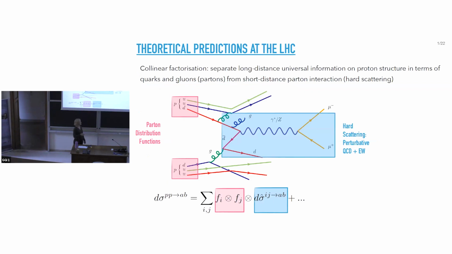So let me start with the introduction. As you all know, most of the theoretical predictions that we do at the LHC rely on collinear factorization, in which we separate the long distance universal information on the proton structure from the short distance parton interaction, the hard scattering. We can schematically write a proton-proton cross-section going into AB as the parton luminosities, which is the parton distribution function, times the parton cross-section for partons ij going to any final state AB, plus corrections, which we know are important, but at the moment I will not talk about them.